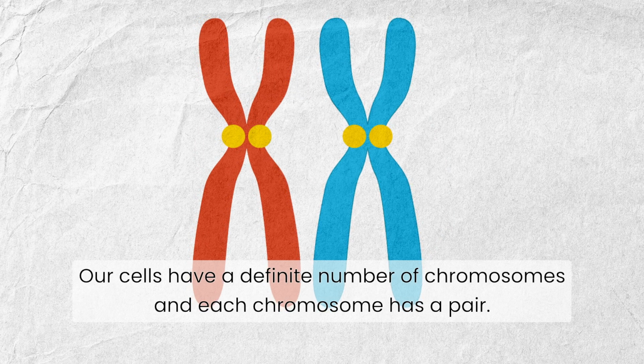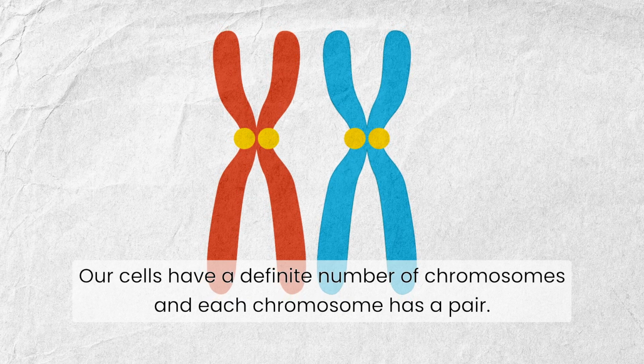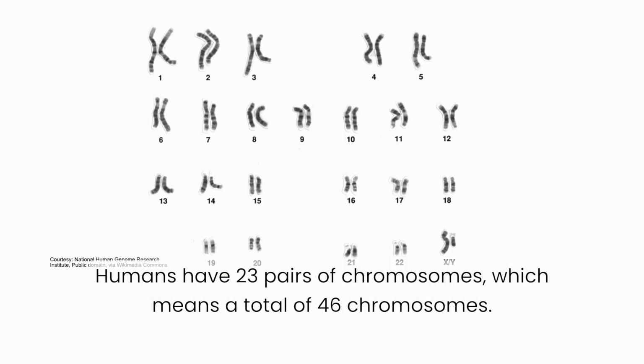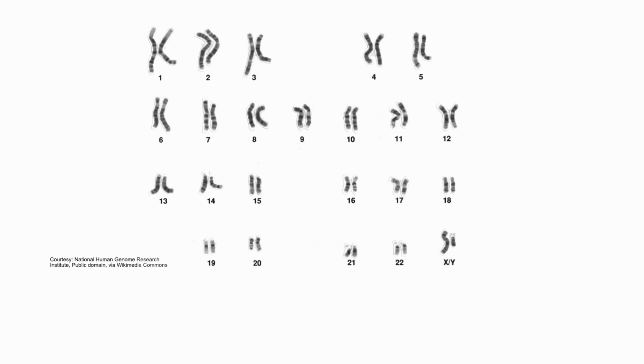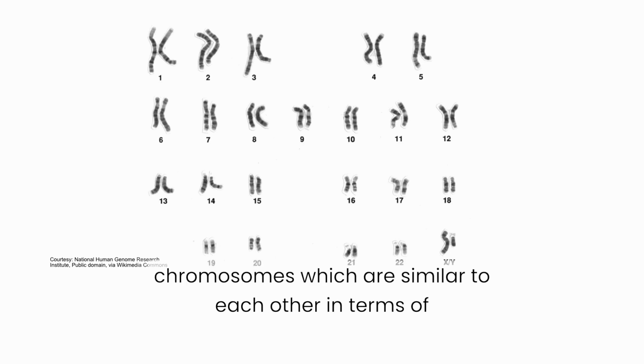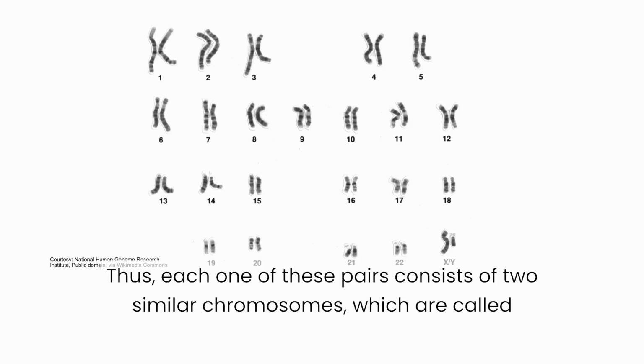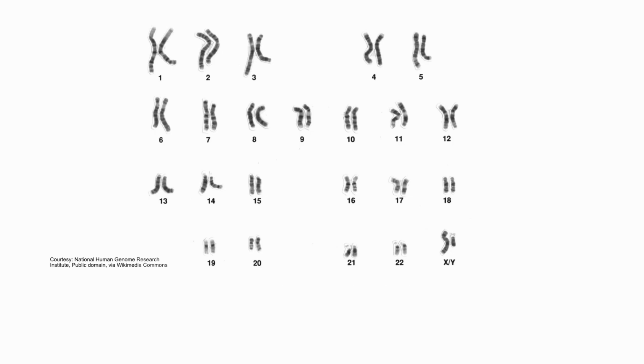Our cells have a definite number of chromosomes, and each chromosome has a pair. Humans have 23 pairs of chromosomes, which means a total of 46 chromosomes. Out of these, 22 pairs consist of chromosomes which are similar to each other in terms of the kind of genetic material they pack. Thus, each one of these pairs consists of two similar chromosomes, which are called homologous chromosomes.